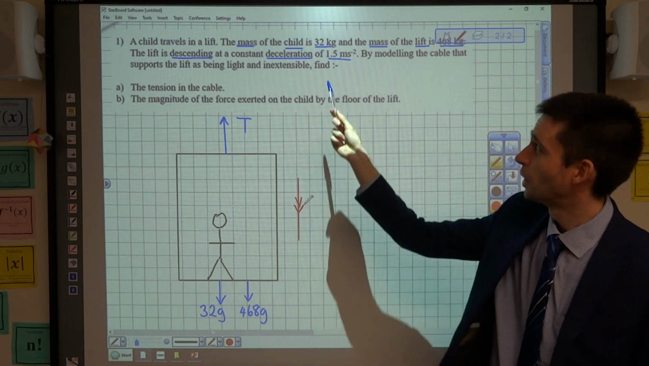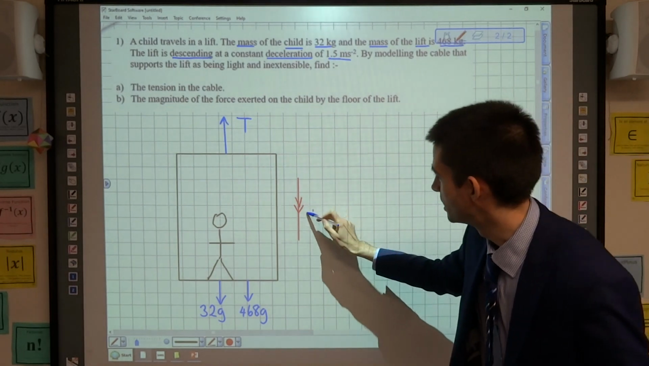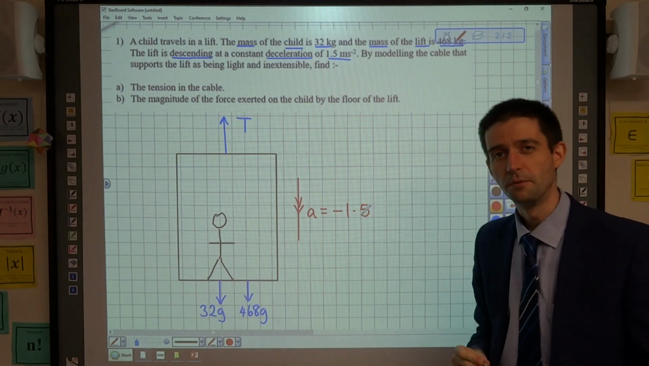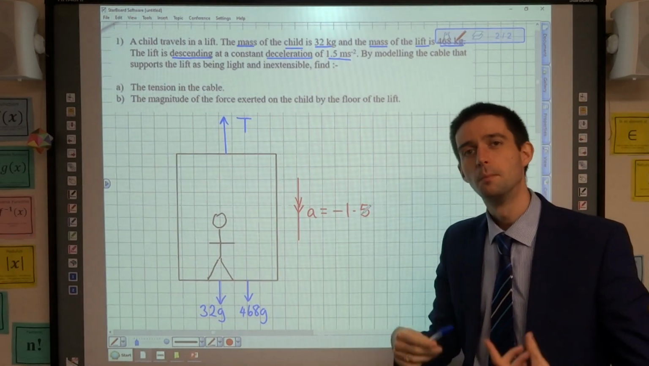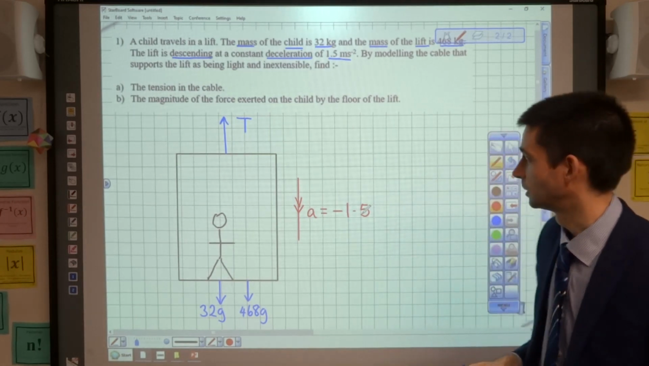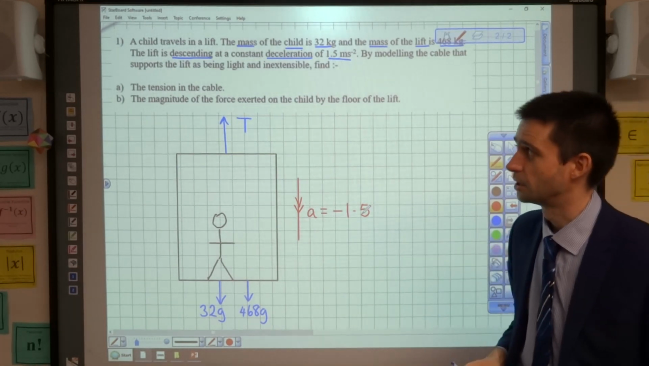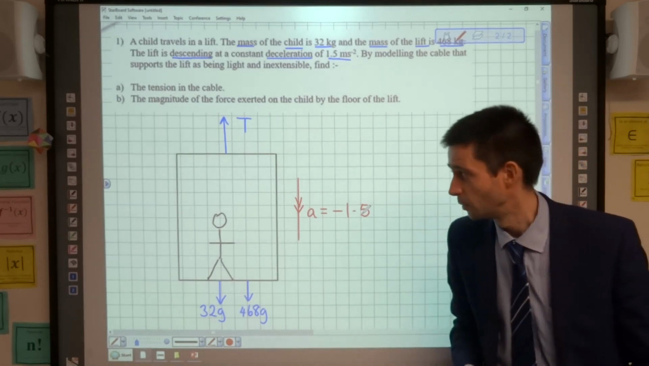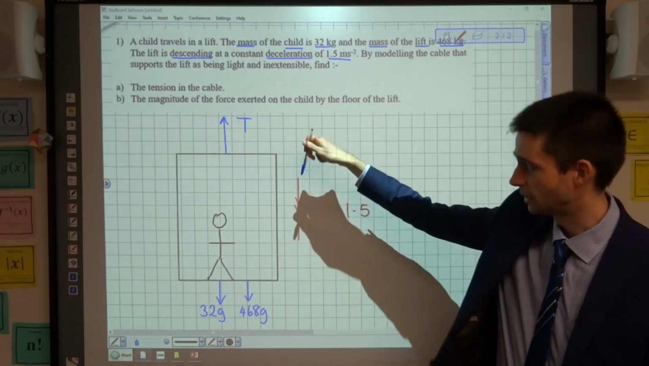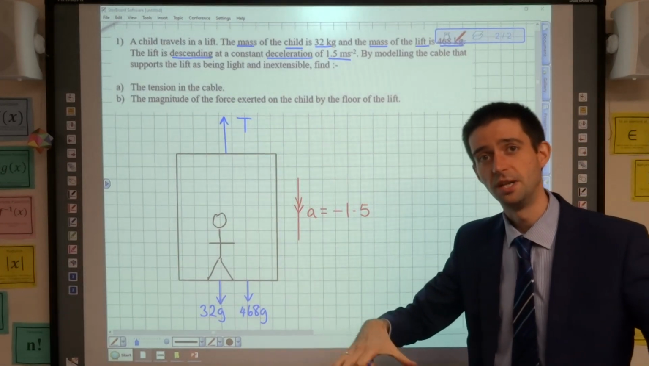It's descending but at a constant deceleration, so it's descending while slowing down, which means that my value of a for the acceleration of the system is going to be negative 1.5. That's very important. It's descending, but the acceleration is negative because the system is slowing down. So, what I'm going to do is form an equation and resolve to find the tension in the cable. I like to resolve in the direction of motion. So I'm going to make my positive direction downwards because that is the direction in which the lift is moving.